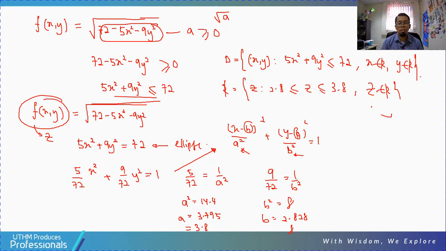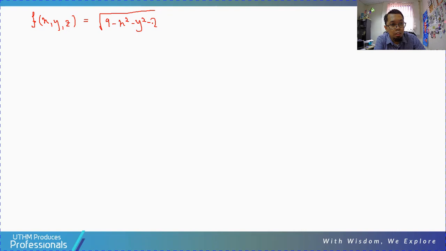Okay, that was for two independent variables. Now we try three variables. Okay, let's say three variables. So f(x, y, z) = √(9 − x² − y² − z²).